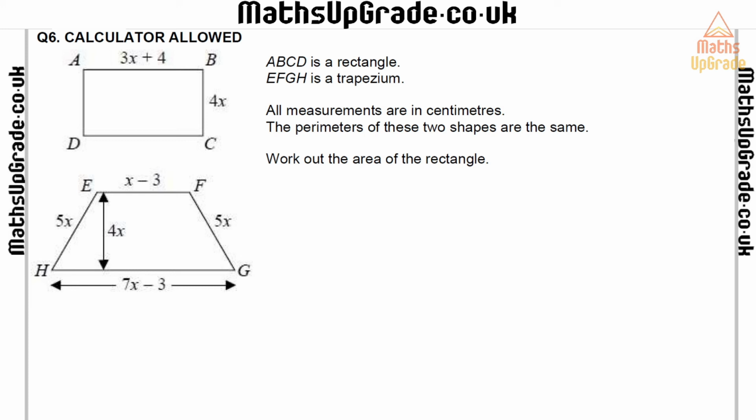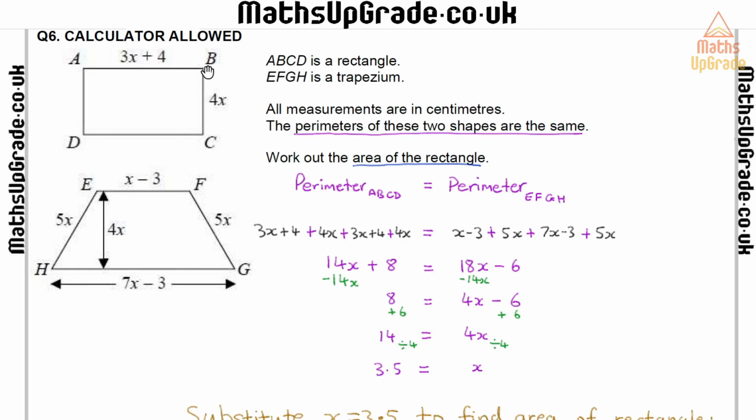Since the two perimeters are equal, I can basically form an equation. I can find the perimeter of the shape ABCD in terms of algebra, in terms of this length and width, and I can find the perimeter of EFGH, and I can equate those two expressions to form an equation. Then I'm going to solve that equation. When I solve it, I'll get the value of x. Then I can substitute that into this diagram here. I can find the length and width and multiply them to get the area of the rectangle. So let's do that now.